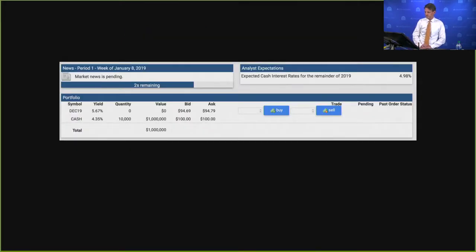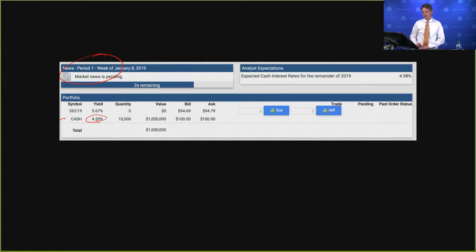So the interface looks somewhat like this. There's a number of different panels. There's a news panel that you see here, and news will come in. In this first simulation, there won't be any news. The only thing relevant there will be the week that we're in. So currently here it's January 8th, 2019. And then here in the portfolio window, we have the amount of cash. So in this case, there is $1 million in cash. And the interest rate for the week is 4.35% on that cash.